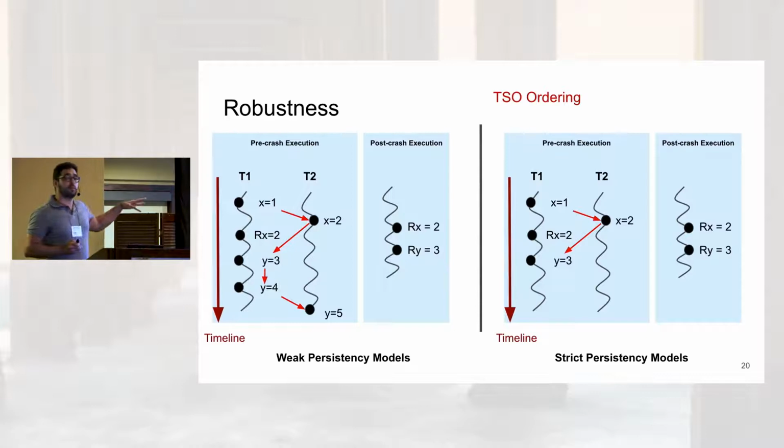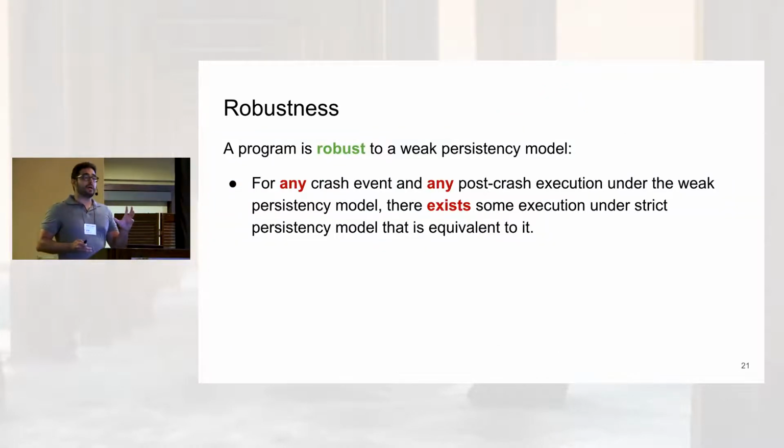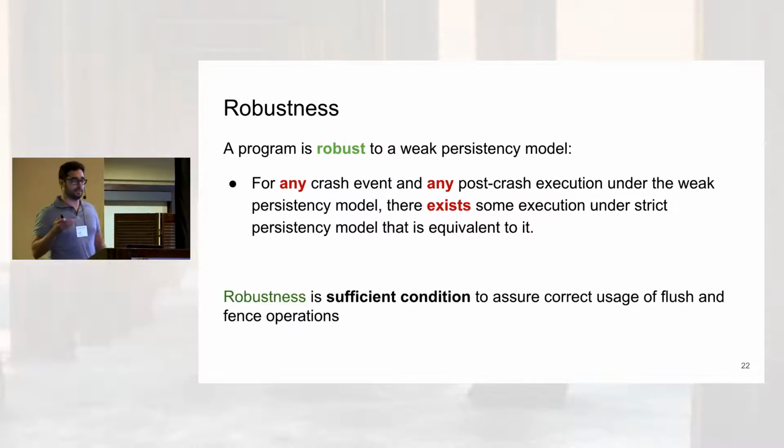This was an example with 1 crash event, but for executions with multiple crash events, more conditions need to be satisfied. The details are in our paper. A program is robust to a weak persistency model if for any crash event and any post-crash execution under the weak persistency model, there exists some equivalent execution under strict persistency.